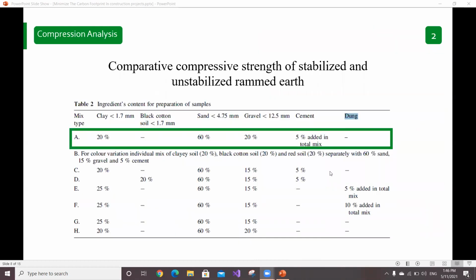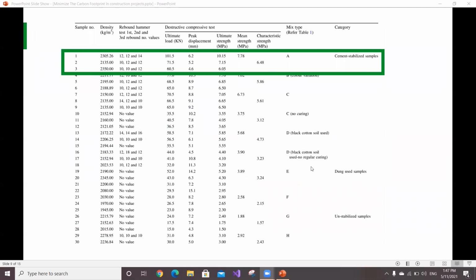After that, I started asking myself, can we use another material? Can we add organic material in stabilized or unstabilized rammed earth? And I found a study that talks about that. They made different mixtures, with cement and without cement, stabilized and unstabilized, and sometimes they used organic material like dung. The result from these mixtures: the best one is A, which used stabilized rammed earth with some cement added.